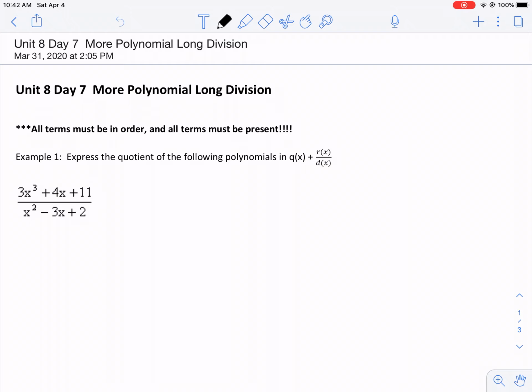So the big theme for today is make sure you've got every single term. So if you take the top polynomial, you notice the squared term is missing. So you want the highest exponent, and you want every exponent in decreasing order. So when we write this, we are going to write it as 3x cubed plus 0x squared, since we don't have any, but that acts as a placeholder and makes the division a lot easier. Plus 4x plus 11. So now I have all the exponents 3, 2, 1, and 0. Which is, like I said, much easier for division.